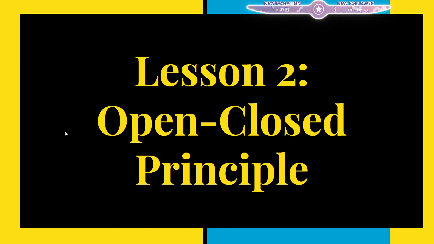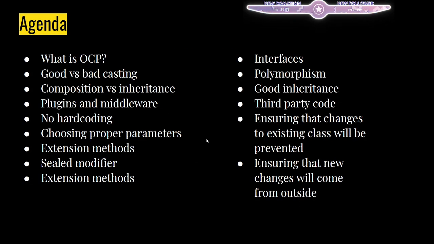Today is lesson 2 of the SOLID chapter, and we're going to talk about the open-closed principle. We'll talk about various points of it, both securing code that is already working and ensuring extensibility that we can provide from the outside. And we'll talk about various ways and levels of how to achieve that.